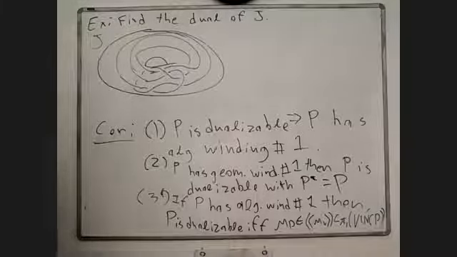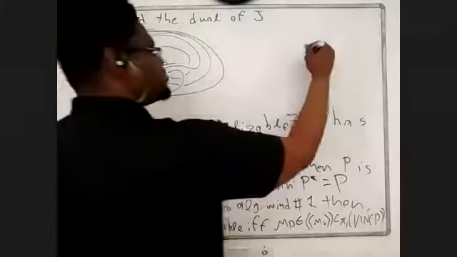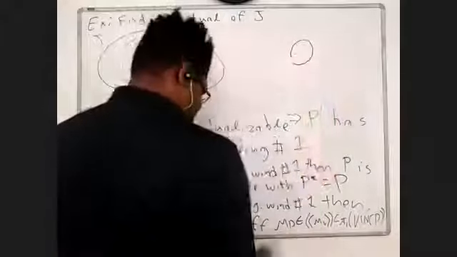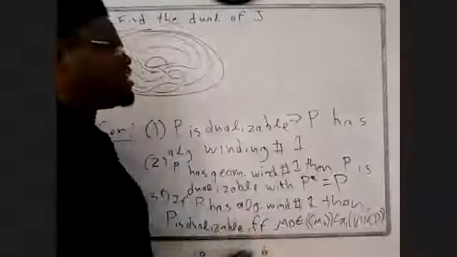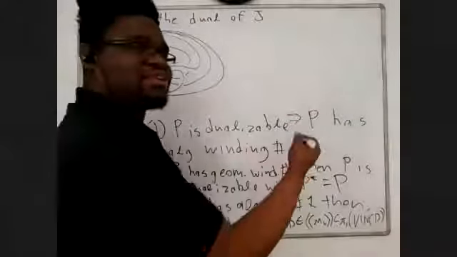So the first thing we're going to do is draw our picture in S1 cross S2. And for the sake of space, I'm not going to draw the outside sphere. I'm just going to draw the inside one.